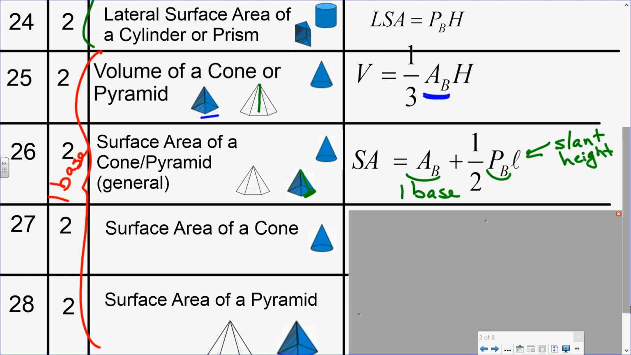This perimeter of the base would be, well, we take one of those triangles and then the next triangle and the next triangle and the next triangle, and we put them all together so that our formula becomes the total surface area is one base plus 1/2 the perimeter of the base times the slant height.